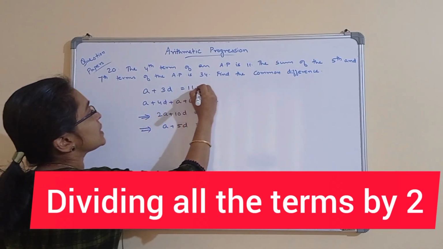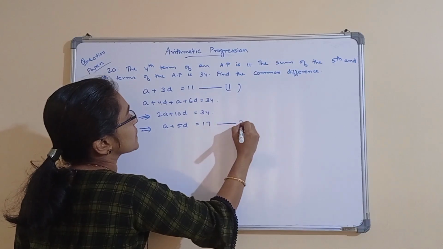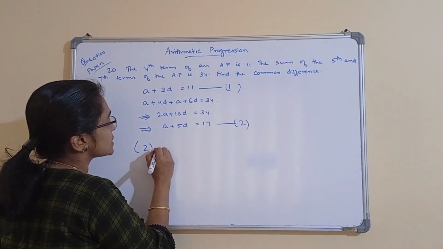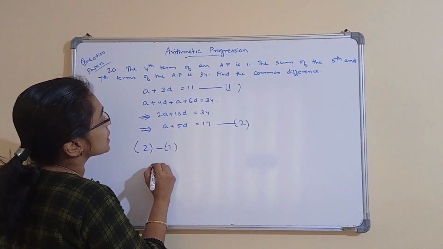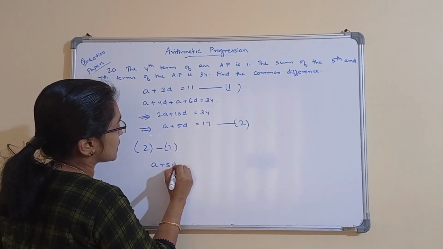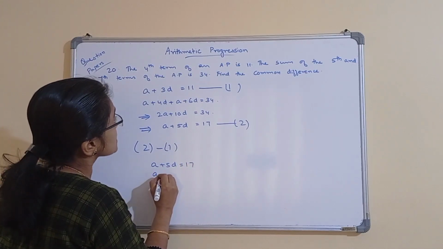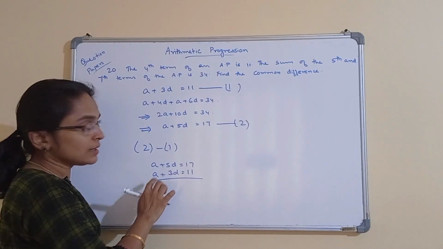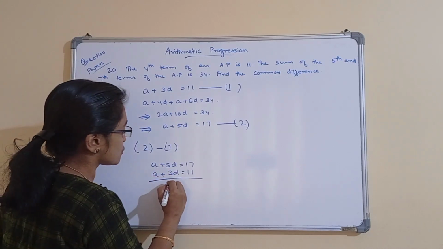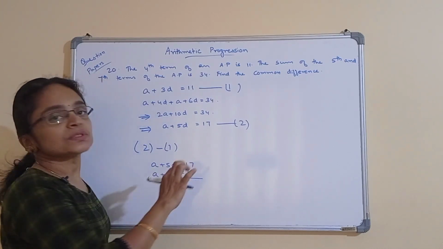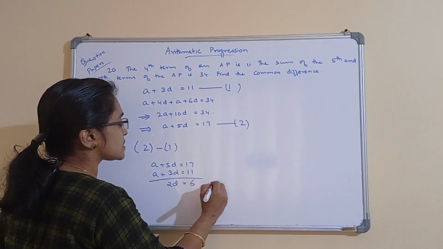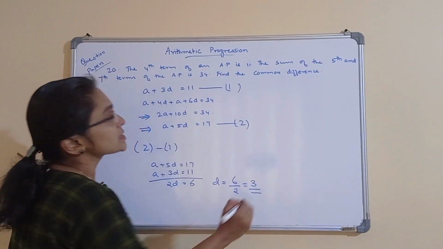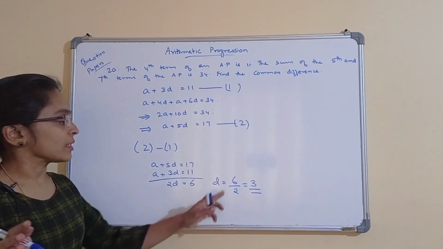So let this be equation 1 and let this be equation 2. Now subtracting 1 from 2, we have a plus 5d equal to 17 and a plus 3d equal to 11. So we will get 5d minus 3d is 2d. 2d equal to 17 minus 11 is 6. So what is d? d equal to 6 by 2, which is equal to 3. So the common difference here is 3.